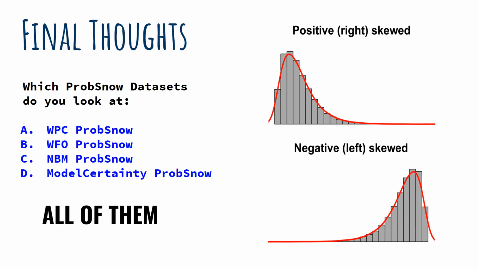Now for a few final thoughts. If somebody asks me which ProbSnow data sets do I look at, I would tell them I look at all of them. There's no silver bullet or golden ticket here. The bottom line is that we have 4 data sets that can give us an idea of the range of snowfall, the low end, the high end amount, the skewness of the data, and then we can get a sense of our confidence in the forecast based on where it lies within the distribution. And then we can message that information to the public and our partners.